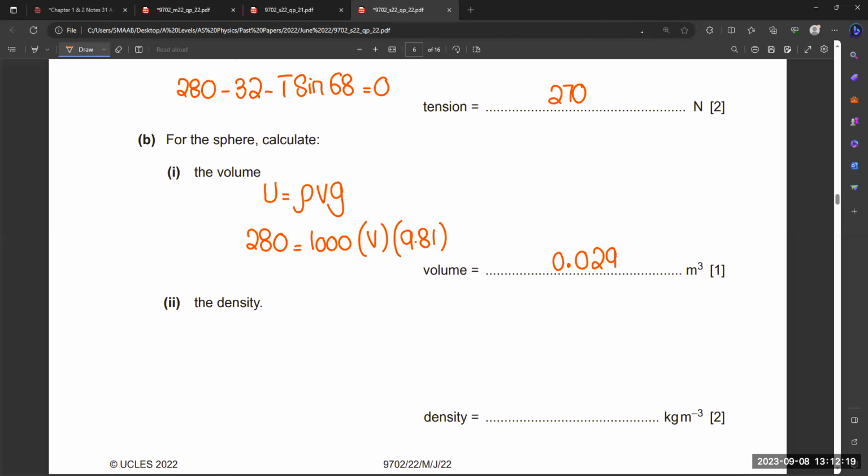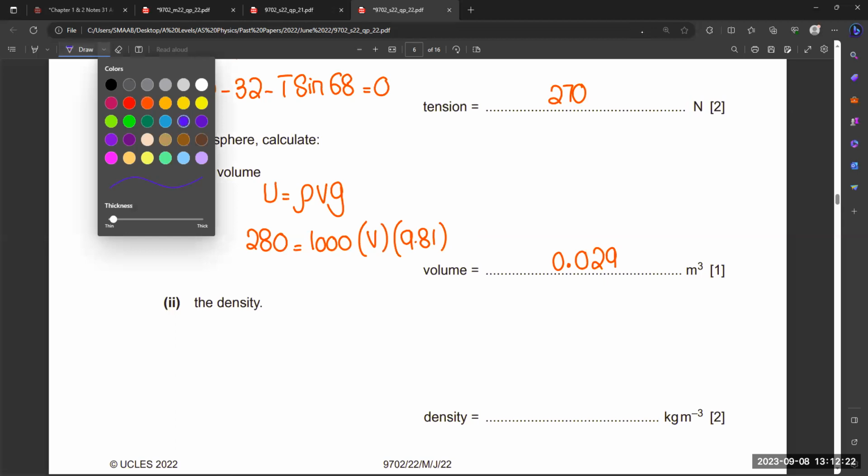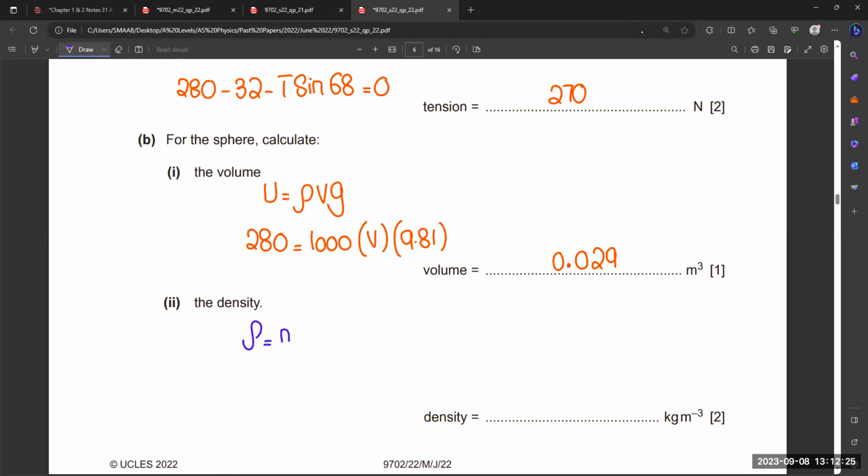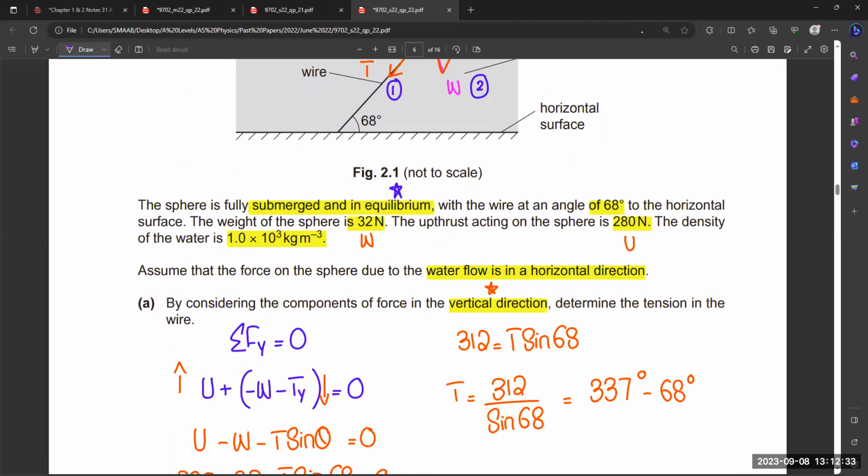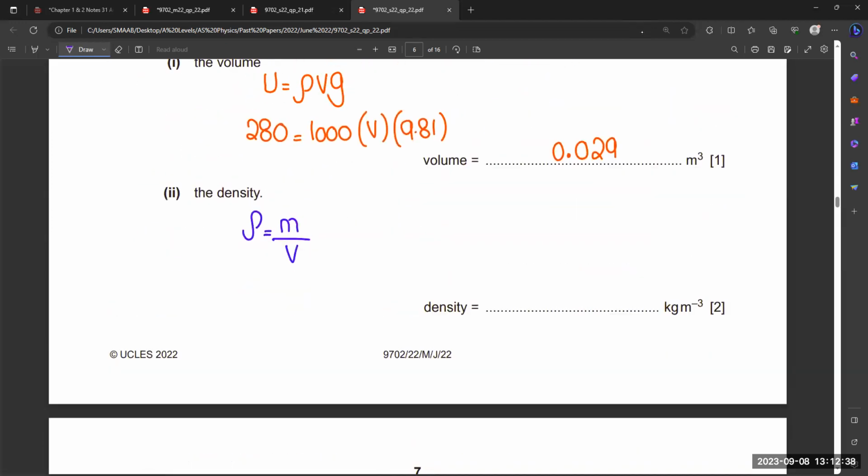And secondly, we have to find out the density. Again, density is equal to mass upon volume. So volume is already calculated. And what about the mass? Okay, so what we can do is for the mass, we know the weight is 32, right? So we can do 32 divided by 9.81, and then we divide it by 0.029. Yes. And the answer will be 110. 110. Yeah.